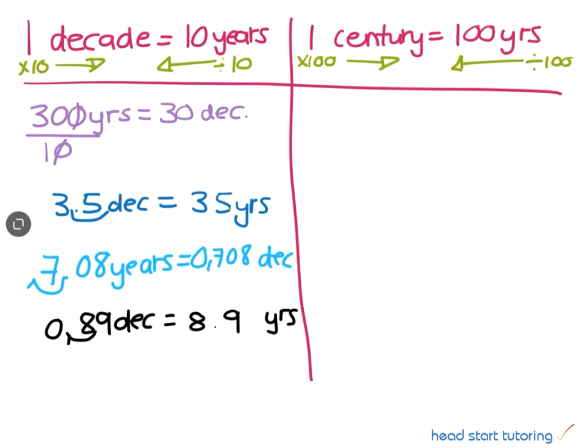And one more example, if I have 73 years, that will be equal to 7.3 decades, because I need to divide by 10.